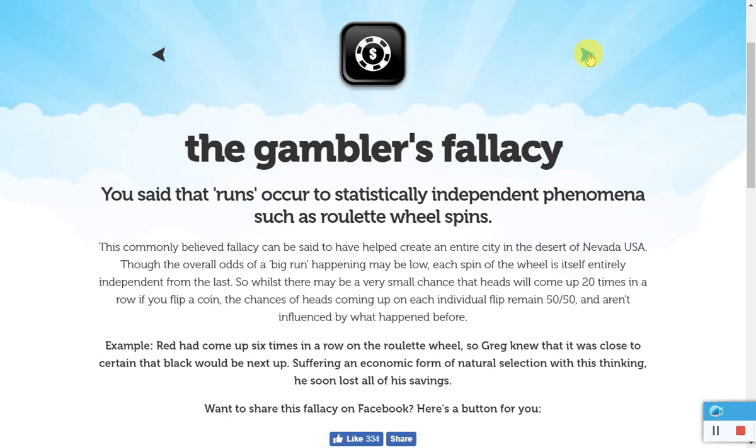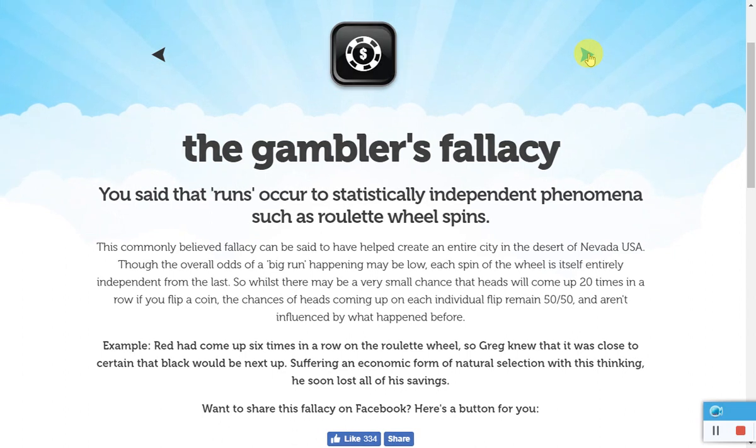Example: red had come up 6 times in a row on the roulette wheel, so Greg knew that it was close to certain that black would be next up. Suffering an economic form of natural selection with this thinking, he soon lost all of his savings.